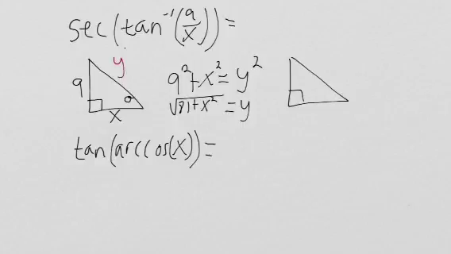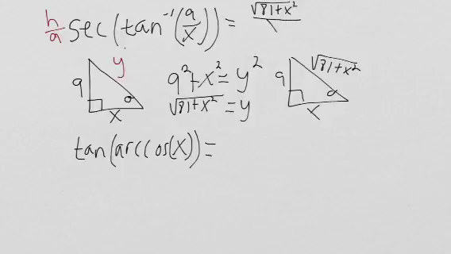So here's our triangle again. We get 9, we get x, and instead of writing y, we're going to write square root of 81 plus x squared. So we're not quite done because we have to do secant, and secant represents hypotenuse over adjacent. So then our final answer, our final algebraic expression is going to be hypotenuse square root 81 plus x squared, and that's going to be over the adjacent side, which is x. And that's the final answer there.